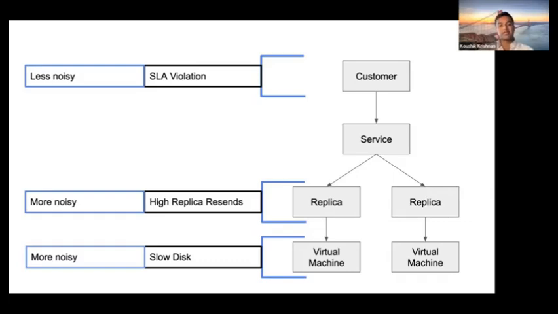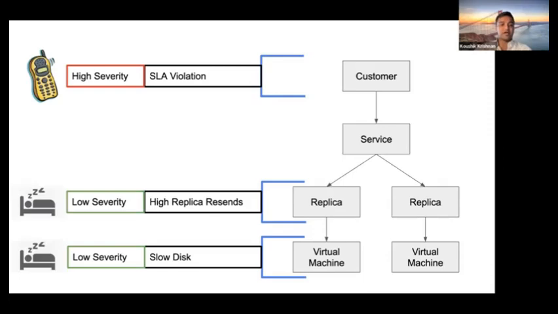That SLA violation alert, however, is an alert that is less noisy in that it's much more indicative of a customer experience. So a degradation in any of our service level indicators on which our SLA is written would indicate a degraded customer experience, which means someone should look at it as soon as possible. So we're just going to say for now that SLA violation alert is our high severity alert, and our low severity ones, which means no one's going to be woken up for these, are high replica resends and slow disk alerts, mostly infrastructure level alerting.